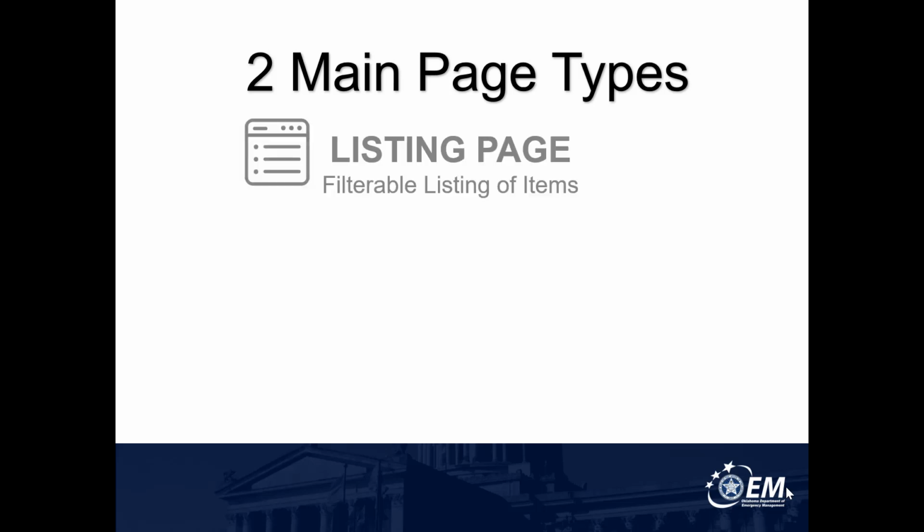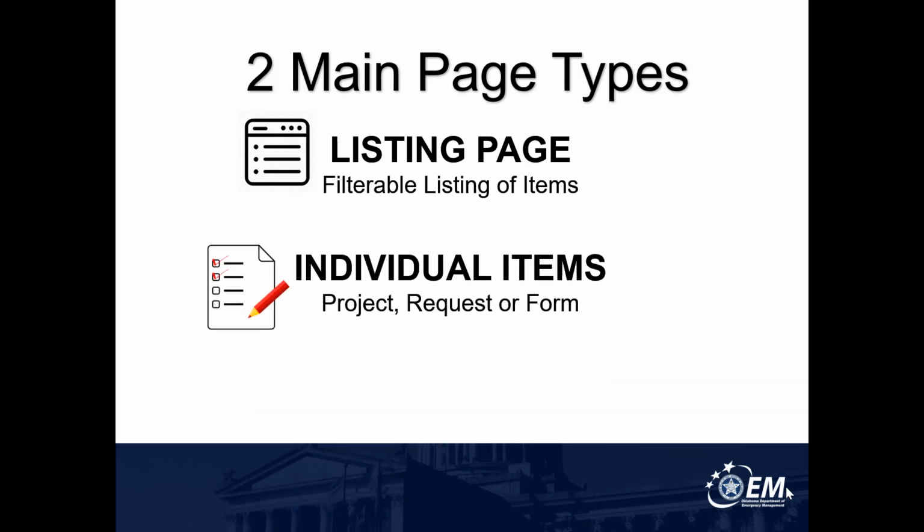As you navigate further into the module, you may encounter two main page types: listing pages, from which you can navigate to specific individual items such as projects or a specific request form, and workflow pages.